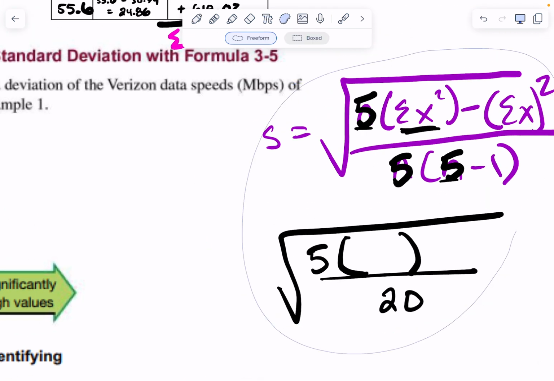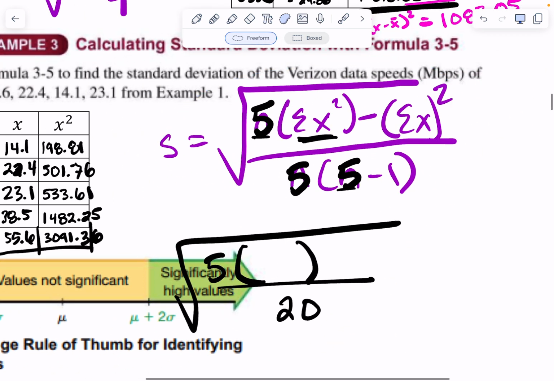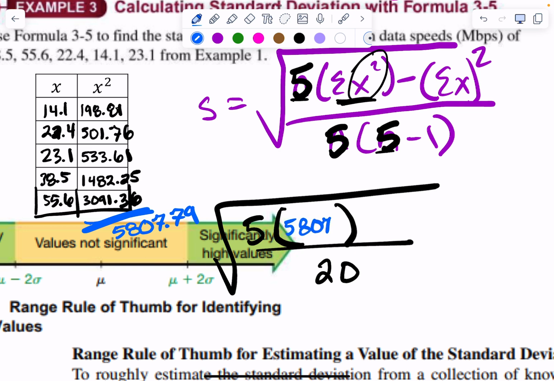This is the ugly formula, right? But it's not ugly. I want the sum of all the x squareds. So I'm going to square my x's and add my x squareds together. That's the second column: 5807.79. Now in this one, I want to take the sum of all the x's and square that.